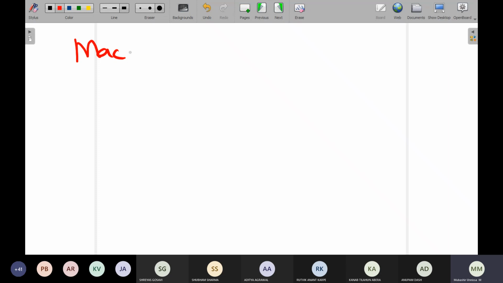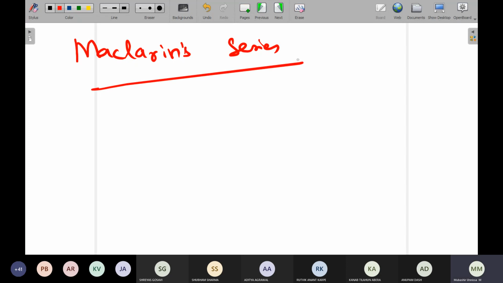Then take down Maclaurin series. Do you remember Maclaurin series? You have studied even this. Yes, ma'am, Maclaurin series: the center is at the origin. Very good. Maclaurin's, I think I have spelled it wrongly. Yeah, Maclaurin series.